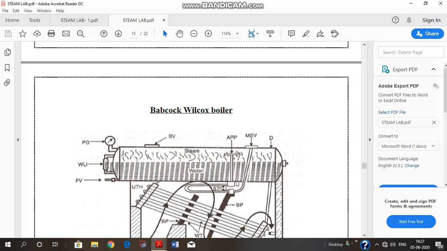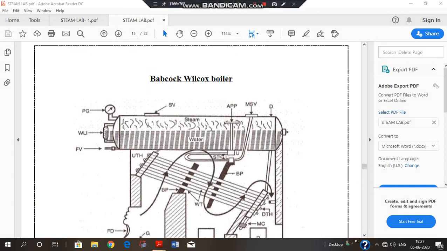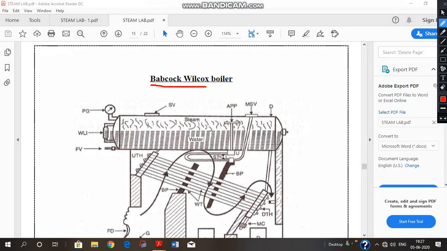So this was all about the basics of the Babcock and Wilcox boiler. There is a model also, and if the COVID-19 situation gets better, we would be able to see its model also in the lab.